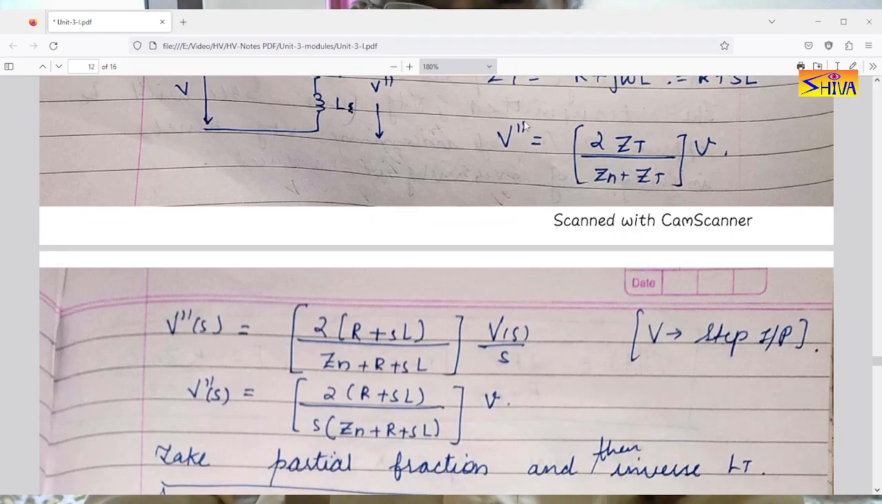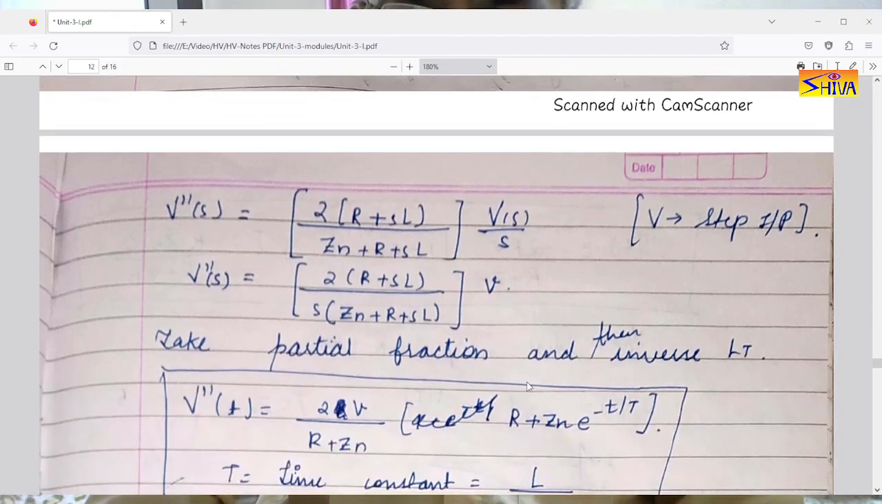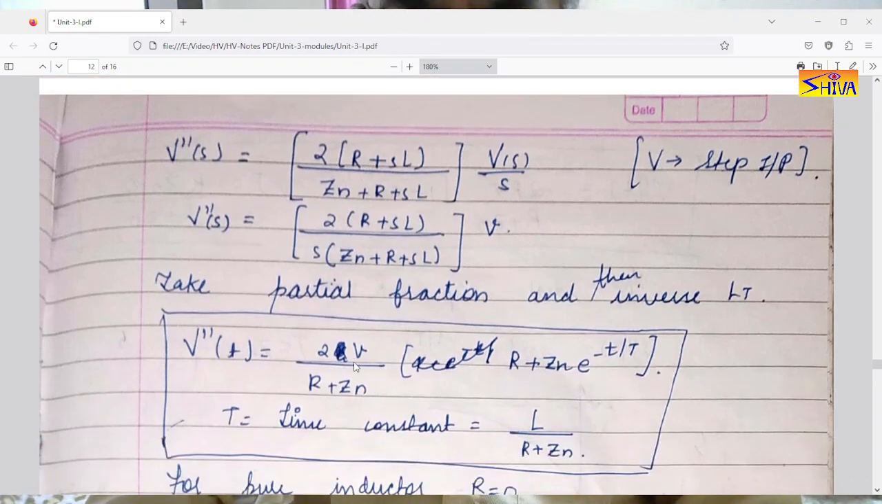V double dash S is replaced by this expression: 2 times R plus SL upon Zn plus R plus SL, and this incident voltage we are assuming as a step input. So this is the expression for the transmitted voltage in the Laplace domain. Now to find the expression in the time domain, we have to take the inverse Laplace transform after taking the partial fractions. So after taking partial fractions and taking the inverse Laplace transform, this is the expression.